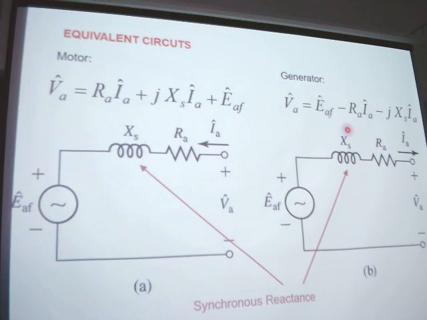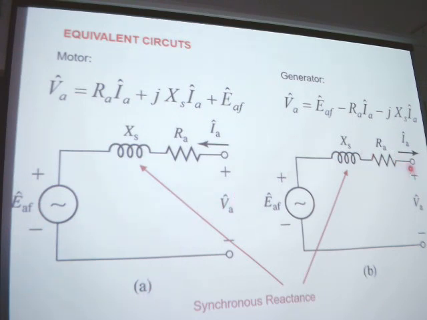So for the generator, the equations are different. There is a minus because EAF is larger than the VA, because it is a generator. But for the motor, it's opposite: the VA is larger than the EAF. But the two equations are both okay. Both can be used to calculate these variables.